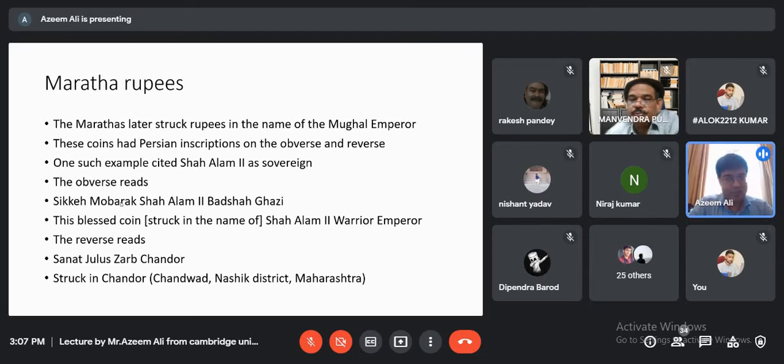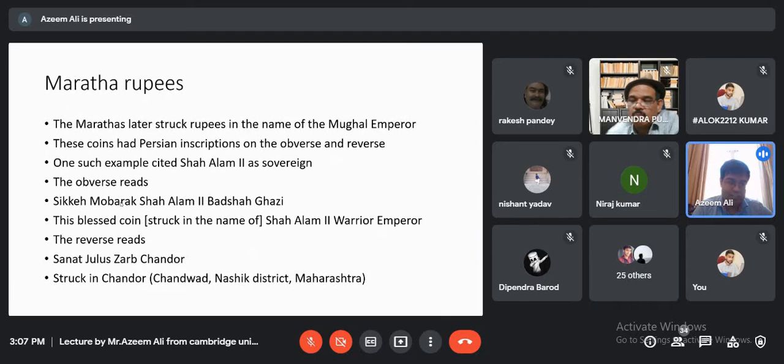These were struck in the name of the Mughal emperor, and the coins had Persian script on the obverse and reverse. So you had a Maratha Hindu king striking coins in the name of the Mughals, their great adversary. One such example of these rupees cited Shah Alam II as sovereign. The obverse reads Sikka Mubarak Shah Alam II Badshah Ghazi, which means this blessed coin struck in the name of Shah Alam II, warrior emperor.